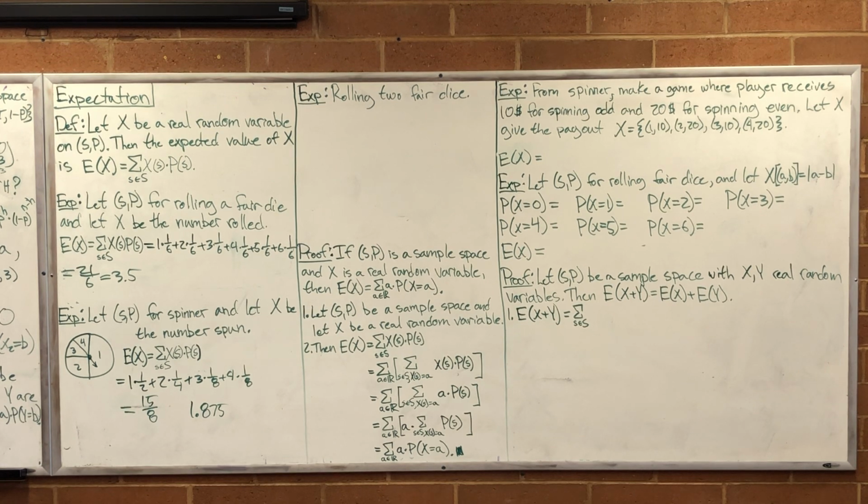So, if you wanted to make a game where people come and they get to spin the spinner, and you give them $1 if they spin this, $2 if they spin this, 3 if they spin that, 4 if they spin that. If you charge them more than $1.875 to play the game, you'll slowly make money. Just charge them $2 to play. You have to charge them more than 1.87.